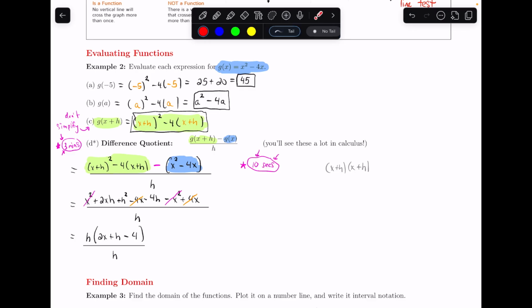Oh, and now that this h has been factored out on the top, and technically the h on the bottom is also factored out because it's kind of multiplying a hidden 1, we can cancel those h's. We are allowed to divide the top and the bottom by an h. And that makes this h, if I divide it by h, become a 1. And if I divide that one by h, it becomes a 1. All right, so that leaves me with 2x plus h minus 4.